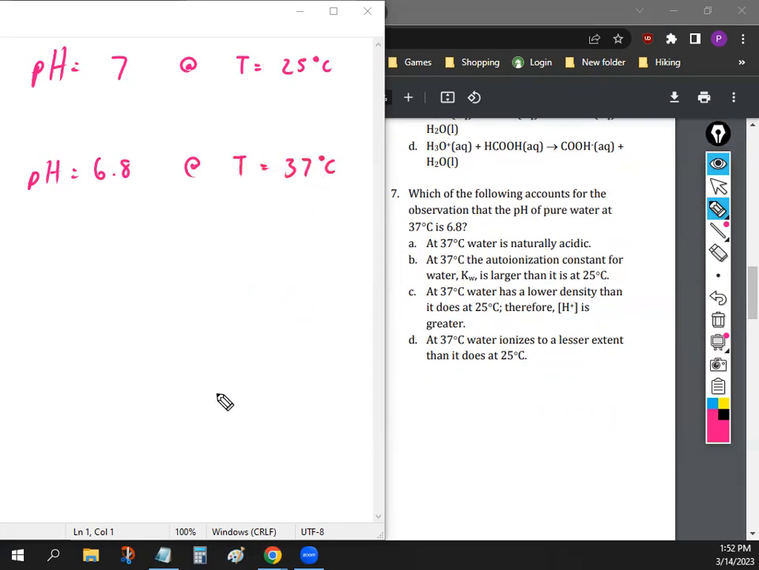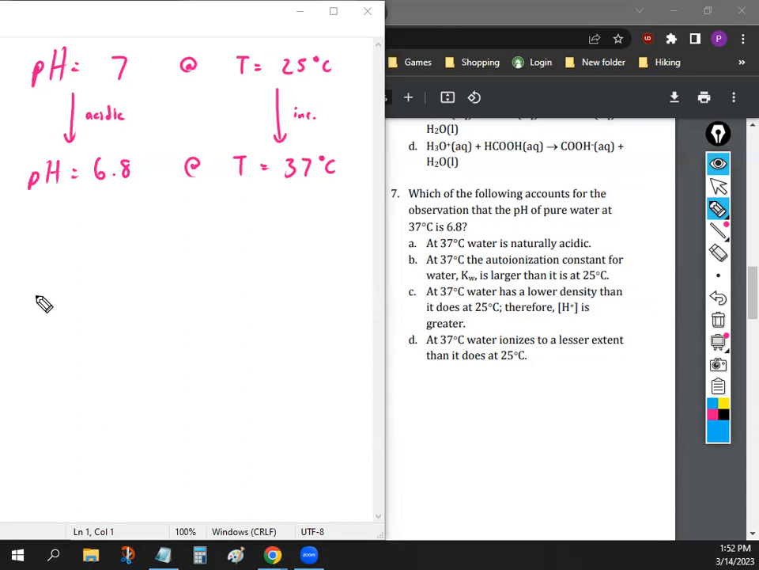Now, you can just memorize this if you want, but as temperature increases, water is going to get slightly more acidic. Now, I'll tell you the reasoning why. We didn't go over this reaction in class, and that's why I'm briefly going over it. When you take a look at the equation of the auto-ionization of water.